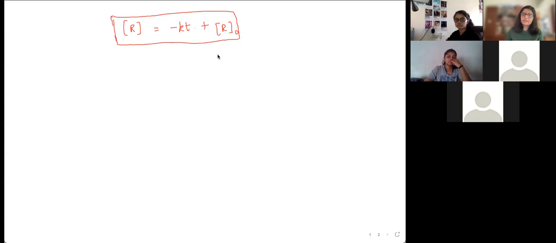So now we'll do some analysis on this, just like how we did it in solutions and the other chapters. What are all the variables? What is changing over the course of a reaction? The concentration of the reactants, yes, and the time. So these two are variables. k and R naught are constants.